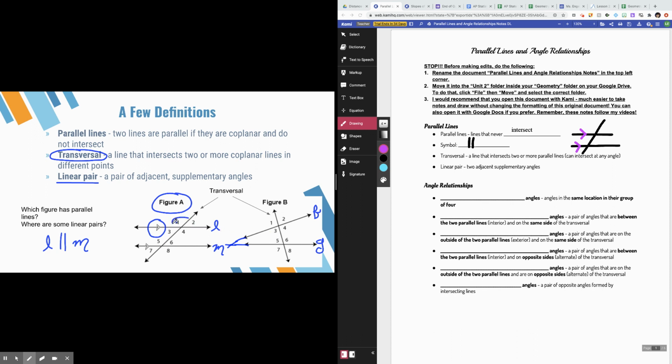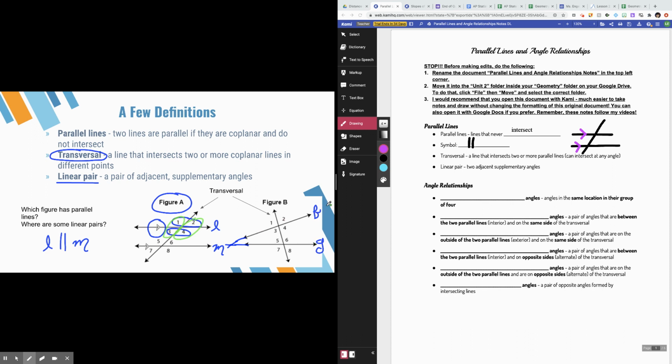So in figure A, you have, for example, 1 and 2, 3 and 4, and then down here at the bottom, you also have 5 and 6 and 7 and 8. But you also have 2 and 4 as a linear pair, right? 1 and 3 are a linear pair. And the same thing can happen over here in figure B.